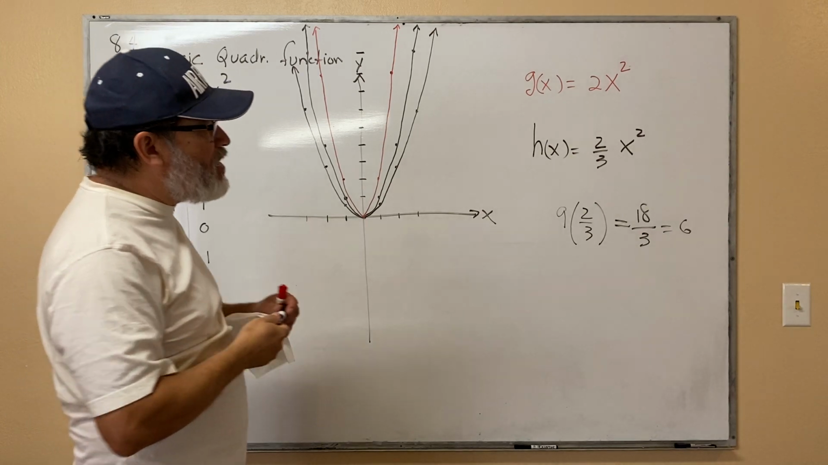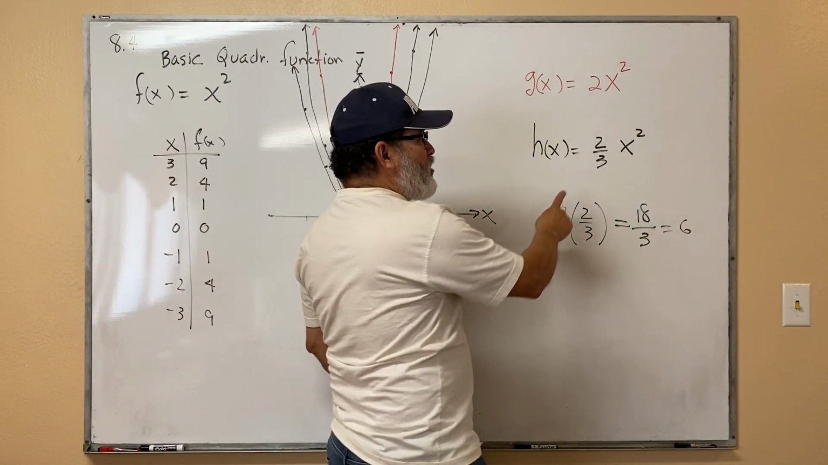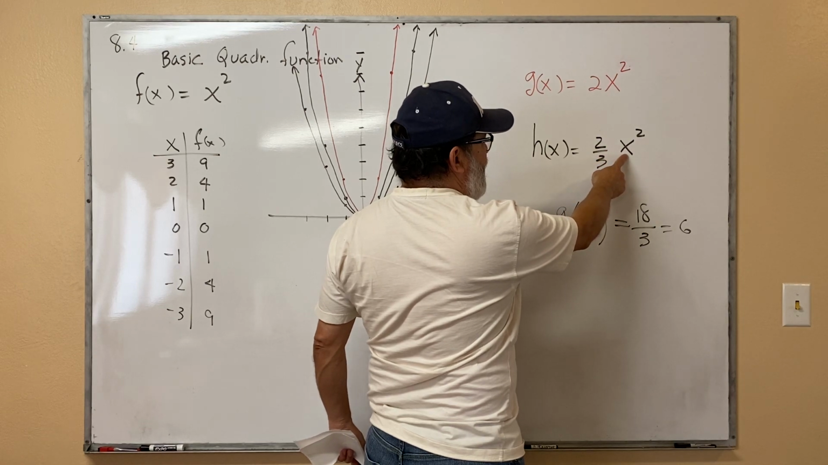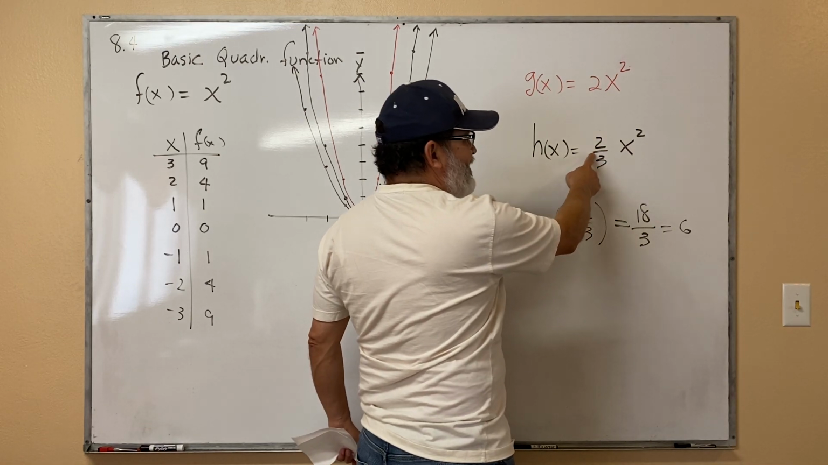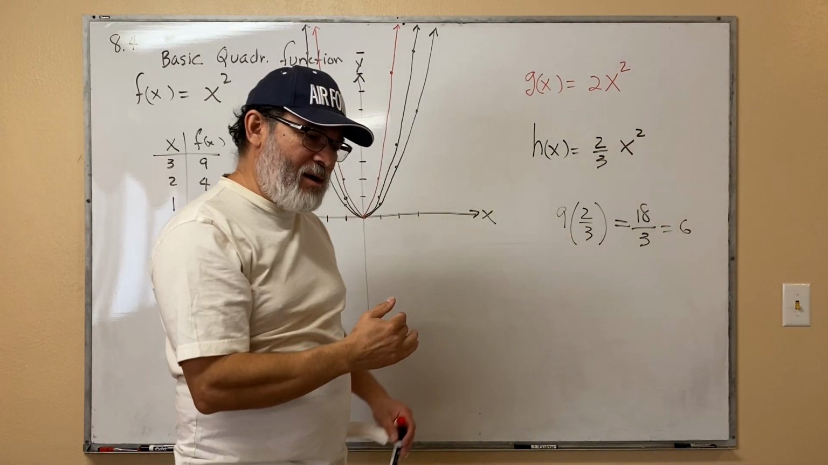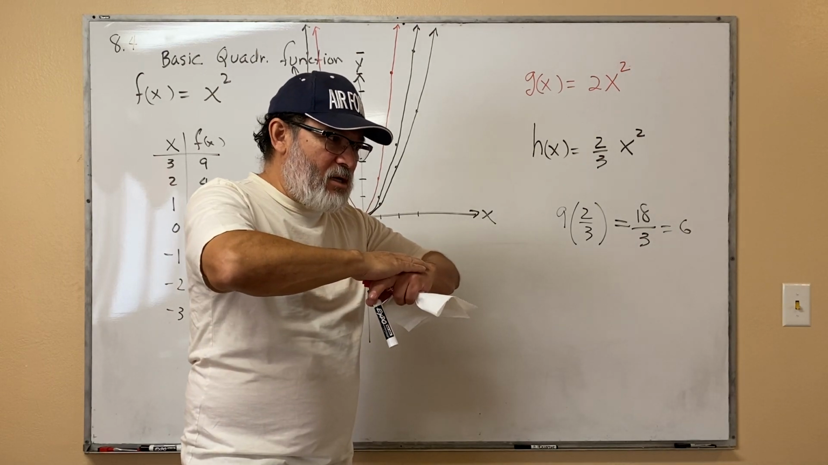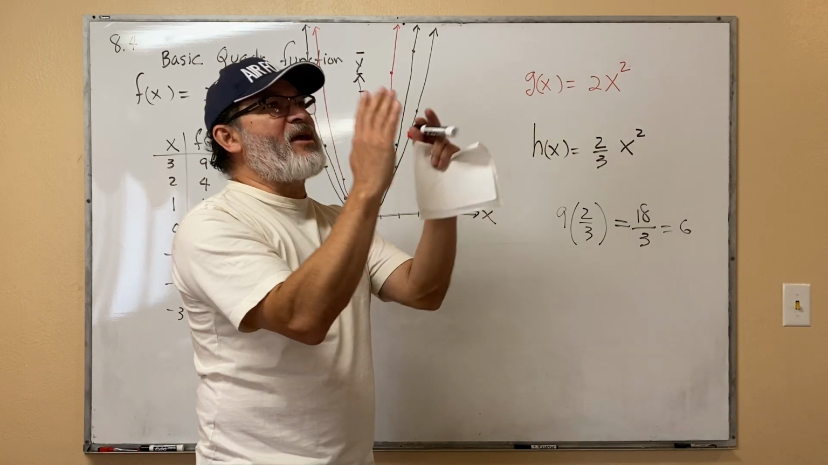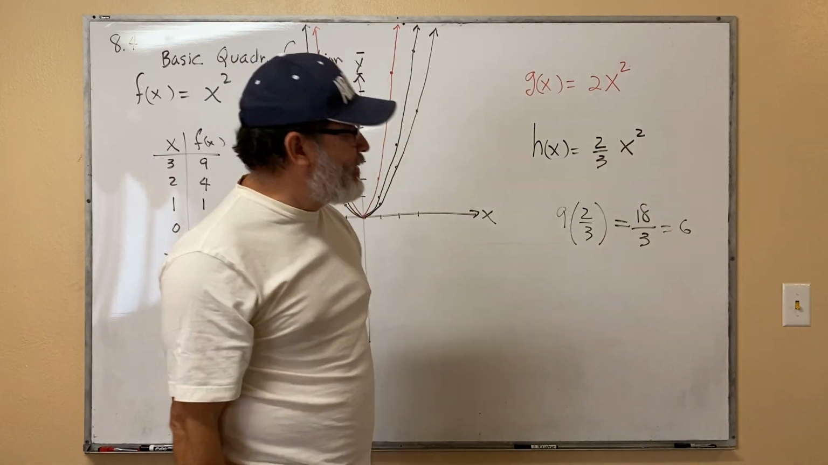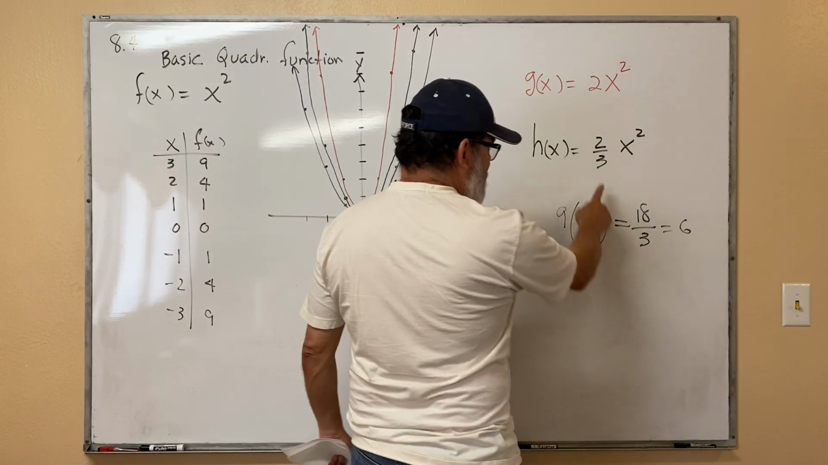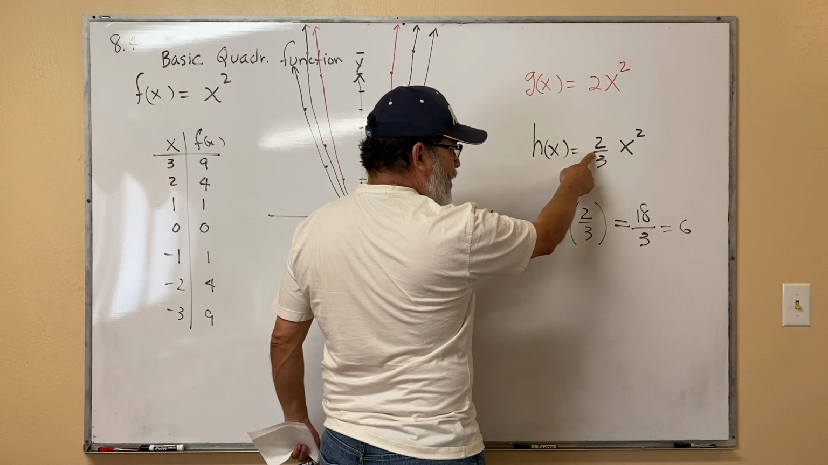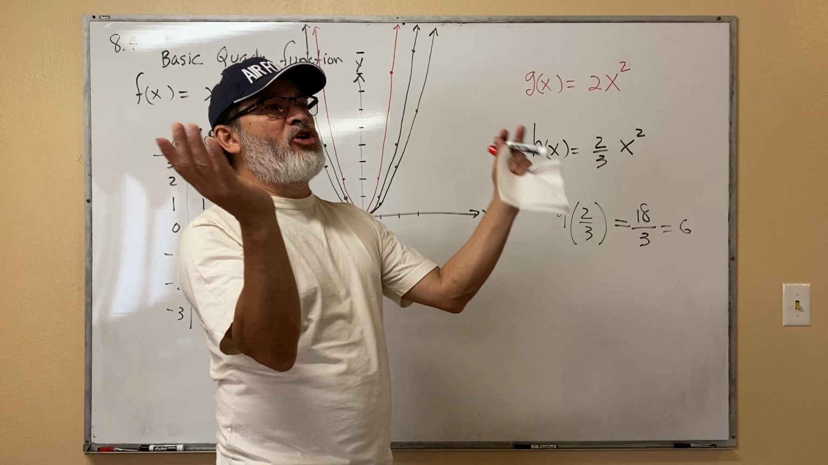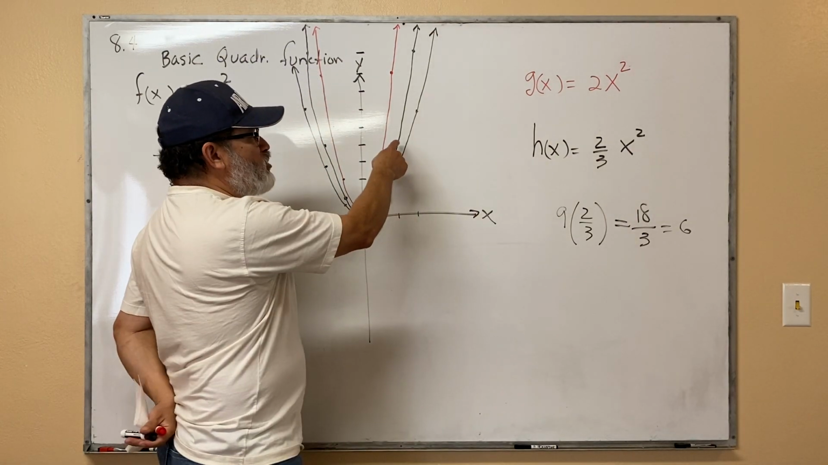So it seems to me that when you multiply the basic parabola by a number that's less than 1, it's a vertical compression. It's like you push it down. You make it wider. So when this is less than 1, the parabola becomes wider than the original parabola.